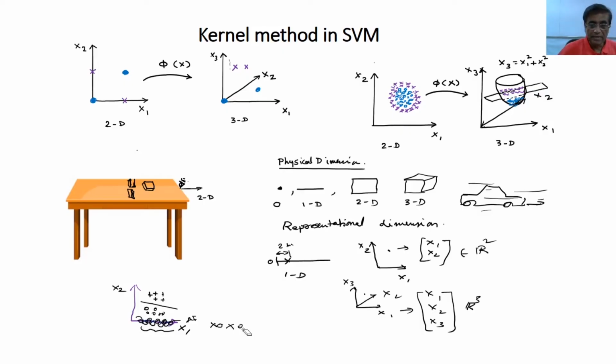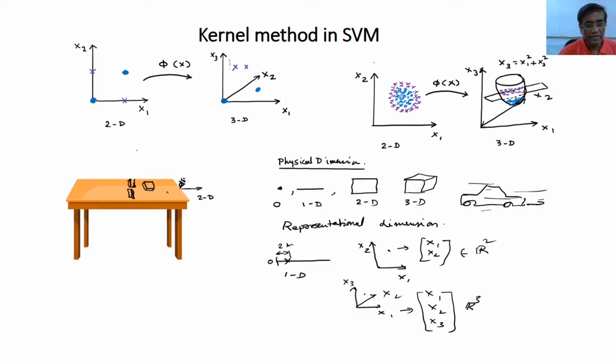So intuitively, if you move to a higher dimension, then the samples which otherwise are not linearly separable will attain linear separability. Okay. More examples I can give. You see, this experiment you can do at home.